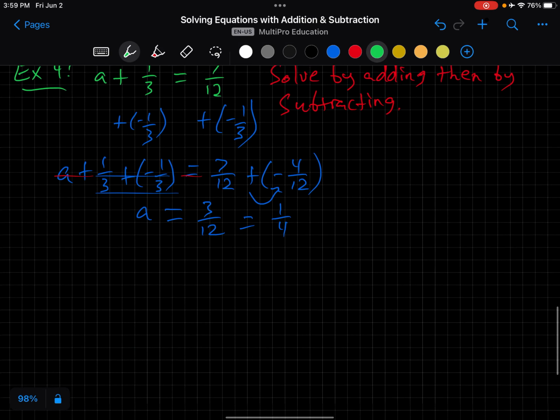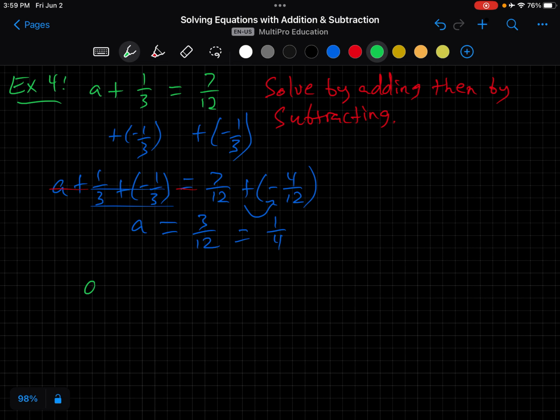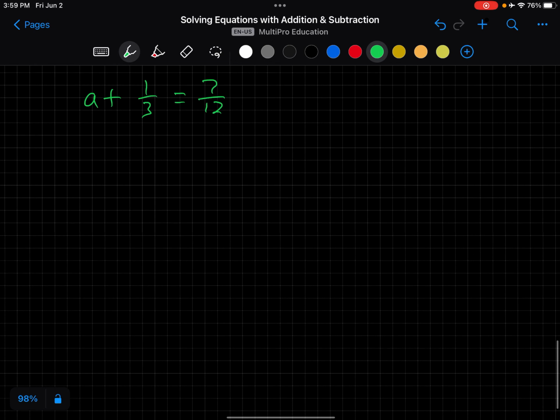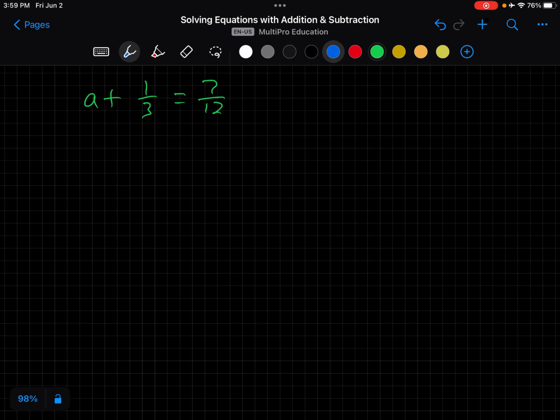Now let's rewrite the equation that we start out with. Well, we don't want to scroll up or we'll forget what it is because my memory is terrible. Okay, a plus 1/3 is equal to 7 over 12. All right, now we want to do it by subtraction. What are we going to subtract here? We'll subtract 1/3 because we're trying to get a by itself. And then we're going to subtract 4/12, which is the same as 1/3 over here.